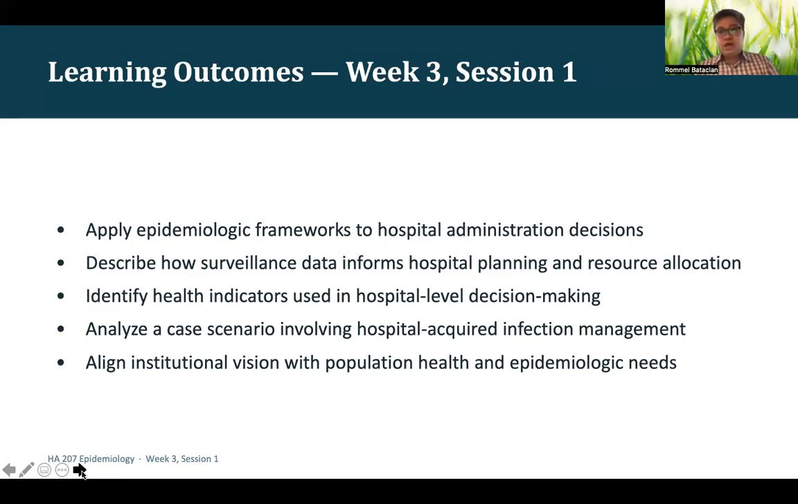The third one is identify the health indicators used in the hospital level decision making. So these are the numbers that your higher bosses, the CEO, the board, and also the regulators care about. And you need to speak that language fluently. The fourth one is you are able to analyze a case scenario involving a hospital-acquired infection outbreak. So that would be your activity for this session.